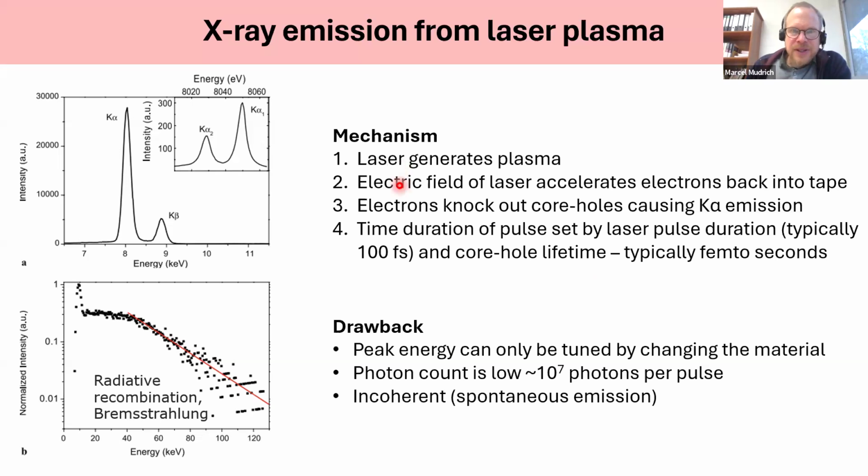In these tape-driven plasma sources, the laser generates a plasma. Again, the electric field of the laser accelerates the electrons back and forth, such that the electrons impact ionize and impact excite even the core levels of the atoms, and then characteristic K alpha emission is induced.